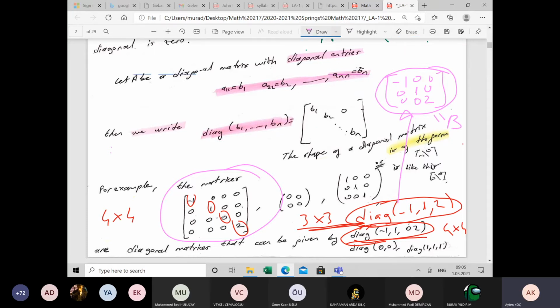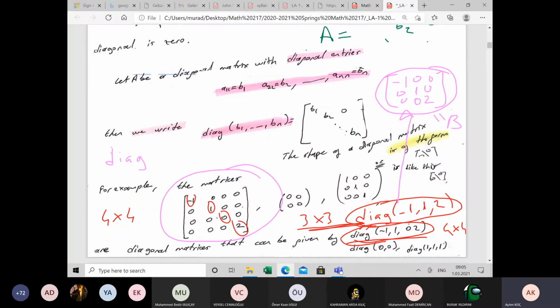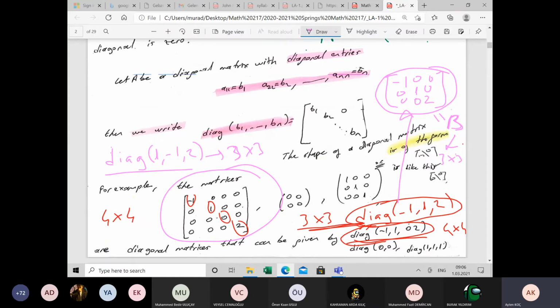For example, take this one, diagonal 1, -1, 2. Is this matrix equal to matrix B or not? Not. This one has dimension 3 by 3, and the matrix B is 3 by 3. Yes, the dimension is the same. But what about this one? For example, this one is C. It's okay, matrix C.